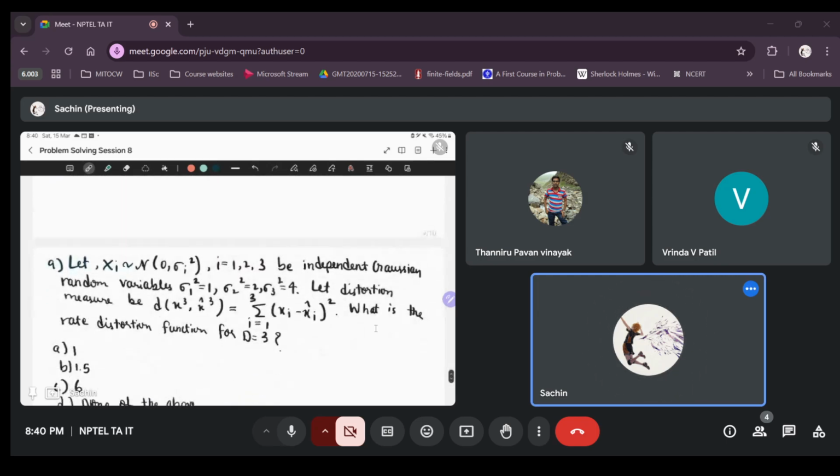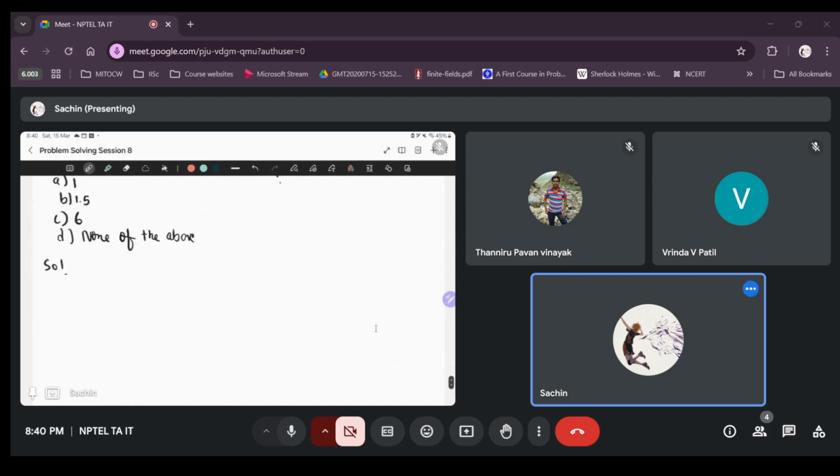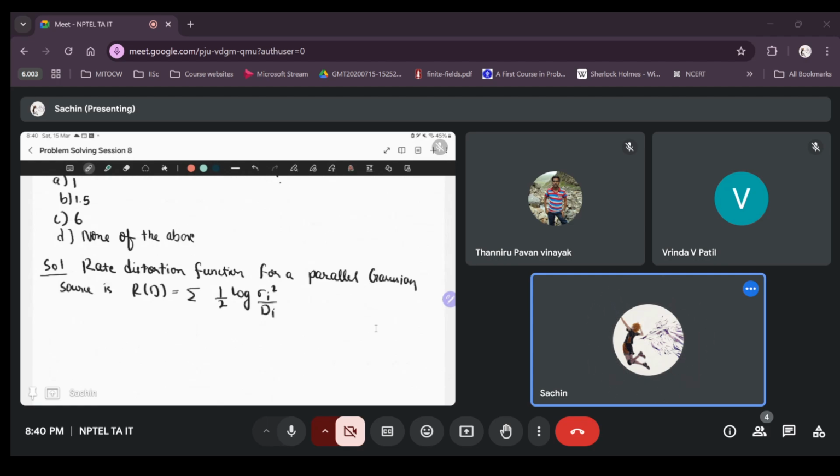So this is a parallel Gaussian source. The rate distortion function for a parallel Gaussian source is R of D equals, so it's just the sum of rate distortion functions.